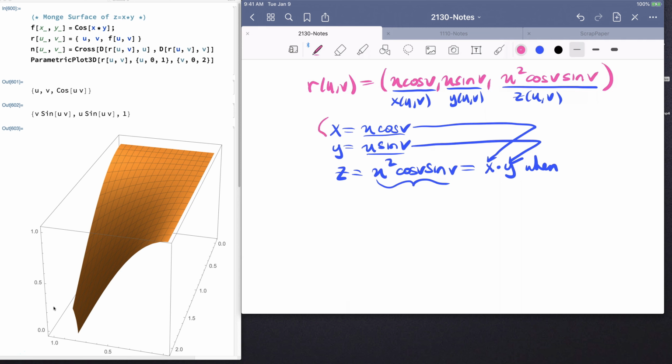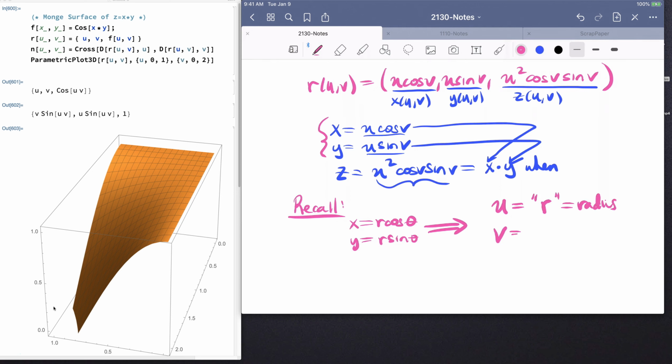So part of these two entries are looking familiar to us. We've seen that x is equal to u cosine of v before, except we probably saw that in the form of x is equal to r cosine theta, y is equal to r sine theta. So what we're saying here, when you're doing parametrized surfaces, the parameters that they typically use are u and v. But what we're seeing here is that u is playing the role of r, which is the radius of the circle, and v is playing the role of the angle, right?